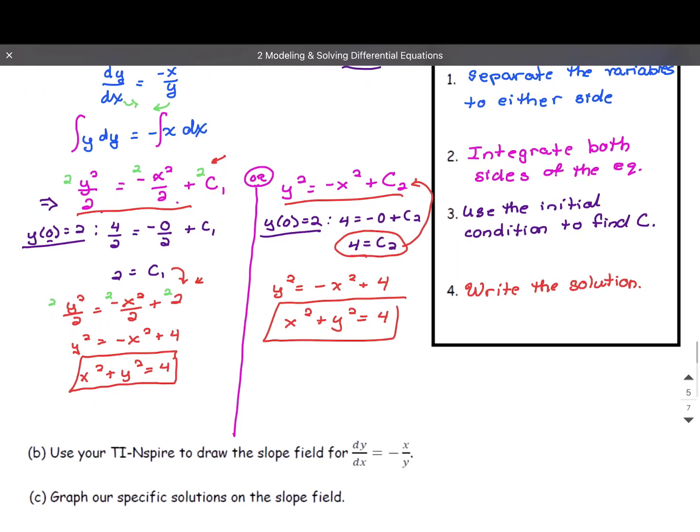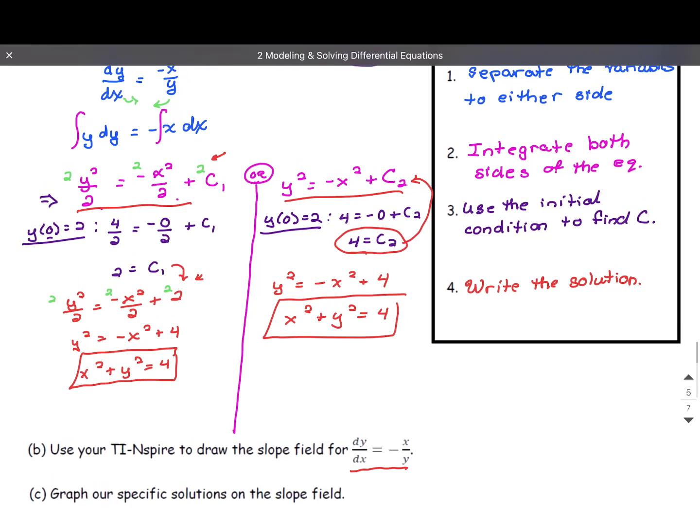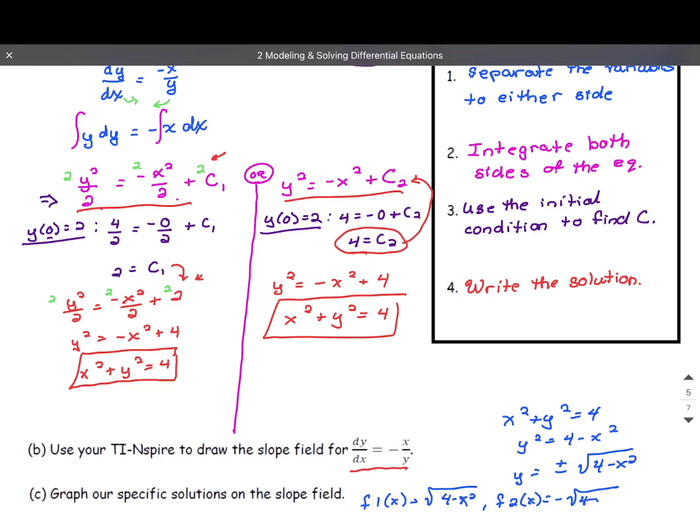Now, I want to take our differential equation and put it in our TI calculator with our slope fields document, and then graph our specific solutions on the slope field. Remember, if we have x squared plus y squared equals 4, that's y squared equals 4 minus x squared, or y equals plus or minus the square root of 4 minus x squared. So in the calculator, we need f1 of x is the positive square root of 4 minus x squared, and f2 of x is the negative square root of 4 minus x squared. We're going to take a look at that on the slope field.